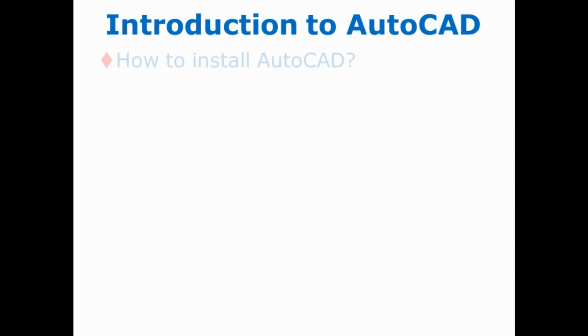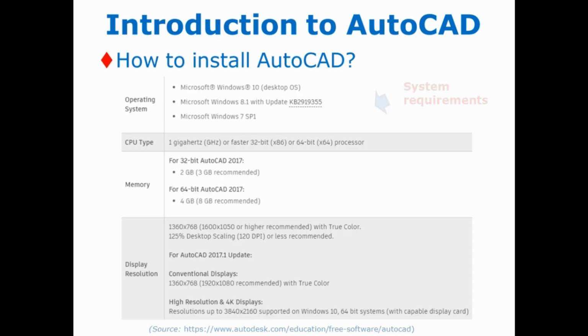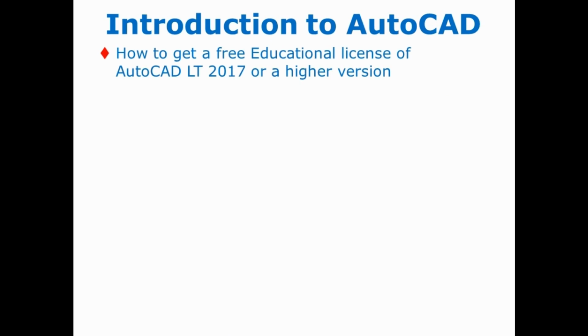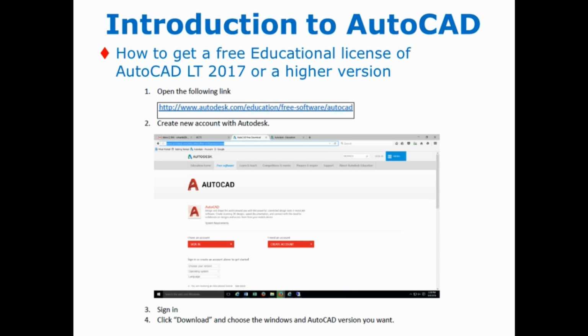Now, let's see how to install AutoCAD on your computer. The minimum system requirements in order to install AutoCAD, with respect to the operating system, CPU type, memory or RAM, and display resolution, are given in this table. For other details, the website autodesk.com can be visited. The steps to be followed, in order to get a free educational license of AutoCAD LT 2017, or higher versions, and install it, are presented here. AutoCAD LT is the light version, and offers two-dimensional capabilities, whereas AutoCAD has three-dimensional functionality.